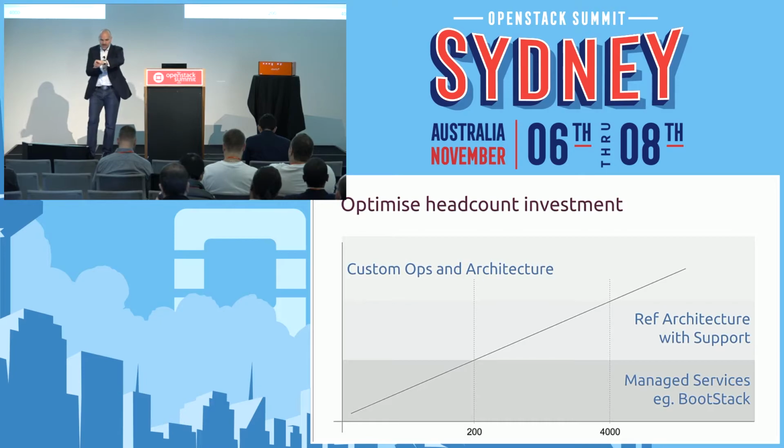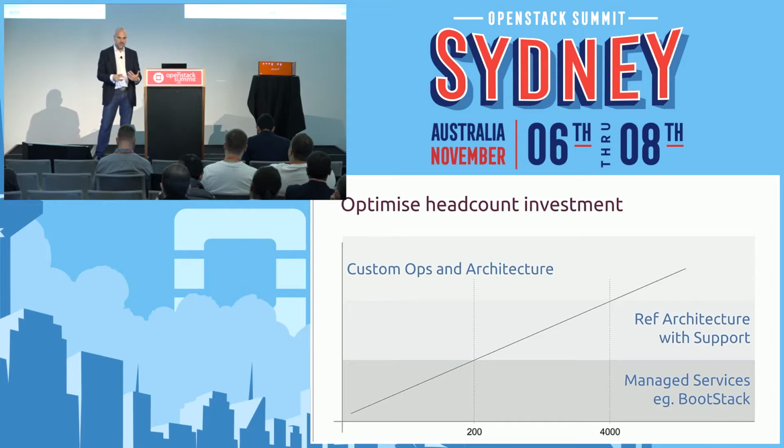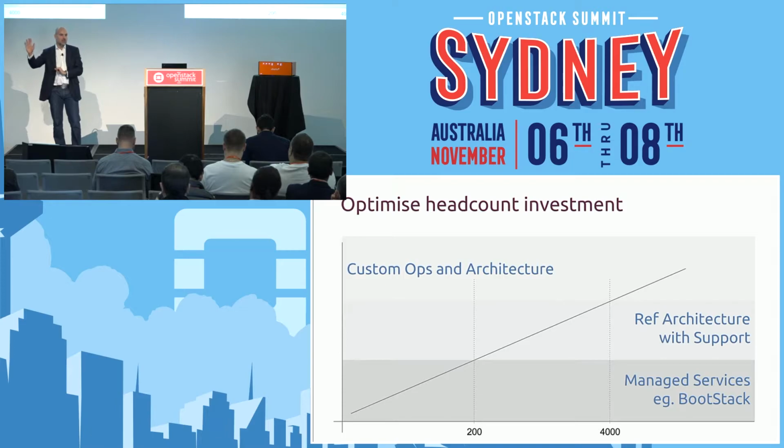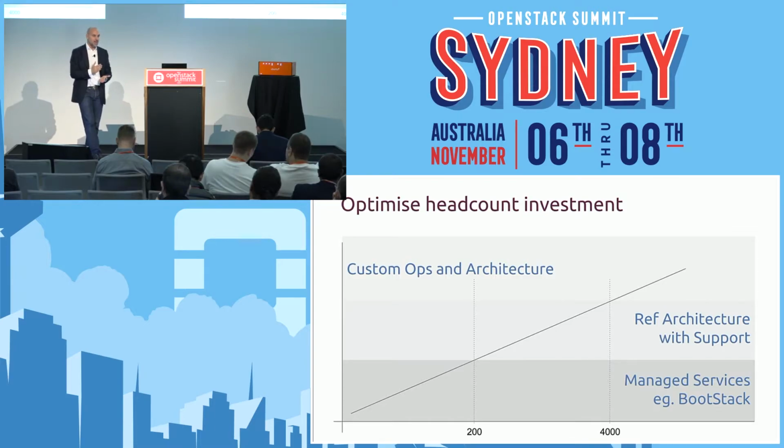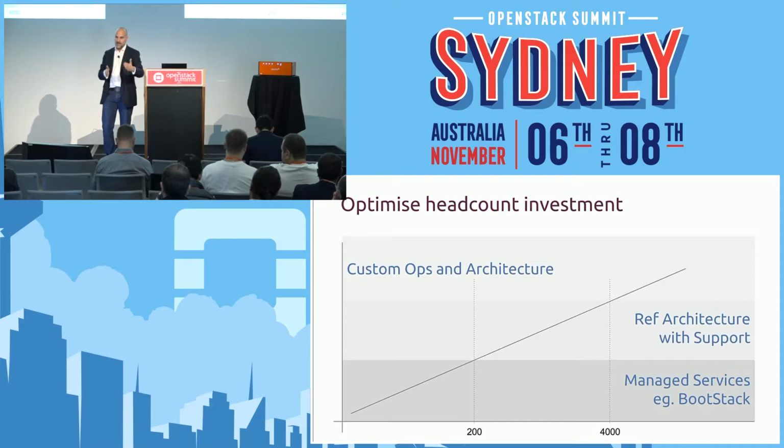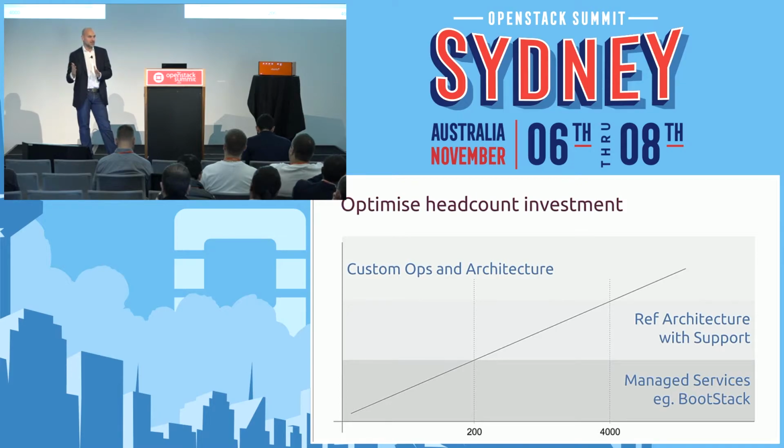In terms of your trajectory, if you're going to be north of 4,000 nodes within 2 years, then you should be investing right now in headcount for custom architectures and custom operations frameworks. If you aren't certain that you're going to be north of 4,000 nodes within less than 2 years, you're better off effectively focused on managed services for your initial regions. Anything less than 200 nodes, I would attack as a managed service, or reference architectures effectively up to 4,000 nodes, where you're essentially getting trained to operate a reference architecture yourself.